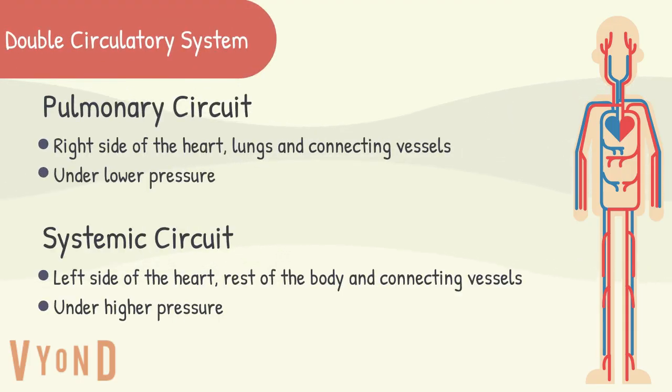Humans have a double circulatory system where the heart pumps blood through 2 circuits. The pulmonary circuit includes the right side of the heart, lungs and the blood vessels connecting them. It is under lower pressure as it only pumps a short distance to the lungs. The systemic circuit includes the left side of the heart, the rest of the body apart from the lungs and the blood vessels connecting them. It is under higher pressure due to having to pump blood around the whole body.